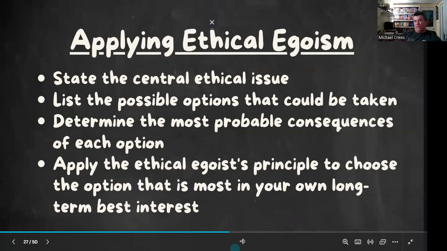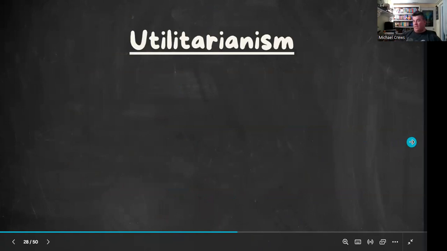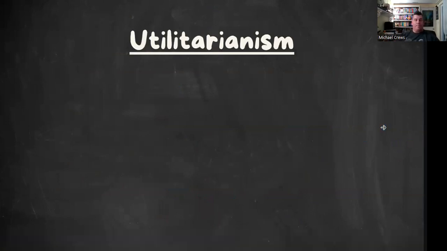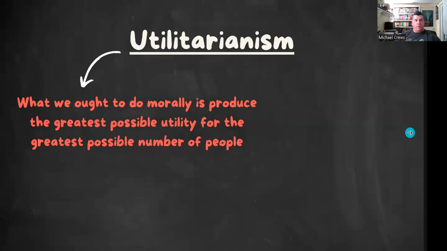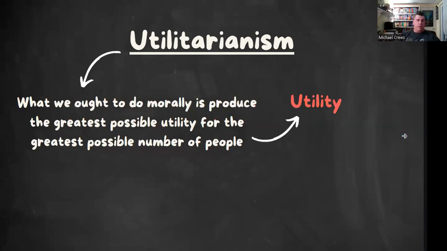This is at the end of the theory in the chapter, but if you wind up wanting to do this for extra credit, these are the steps to apply it. What we're really concerned about this week is utilitarianism. This is what we ought to do morally: produce the greatest possible utility for the greatest possible number. Utility is a word you hear a lot in philosophy, which means good. It also means happiness. If you hear utility, happiness, or good, it's all kind of the same thing, right?